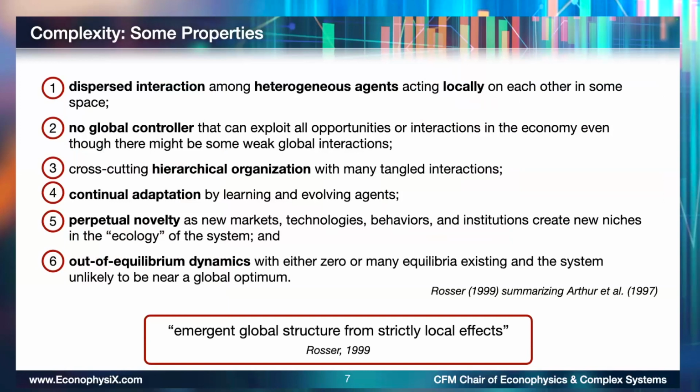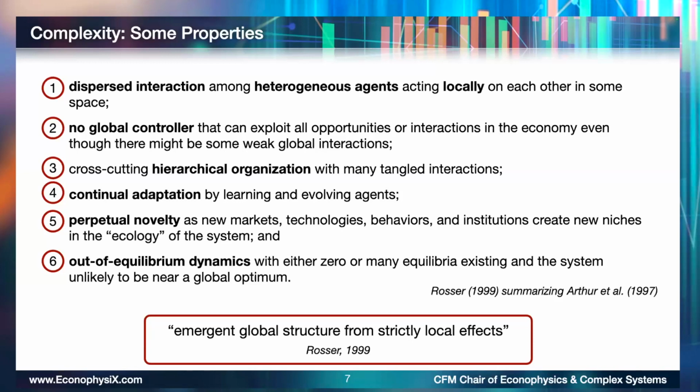This includes dispersed interactions, so effectively you have heterogeneous agents that are acting locally with one another. This is the absence of a global controller. There's no unit that can globally have all information and try to reshuffle the system to make it optimal or better allocated. There's a cross-cutting hierarchical organization, whether that's within, for instance, a firm, where there are hierarchies, but also across different agents. And each of these agents is continuously adapting in an environment that is also continuously changing, because it is characterized by perpetual novelty: new markets, new technologies, new niches that appear in the ecology of the system.